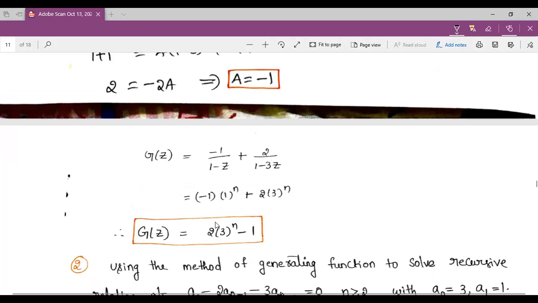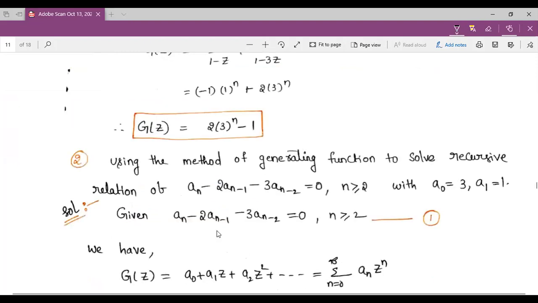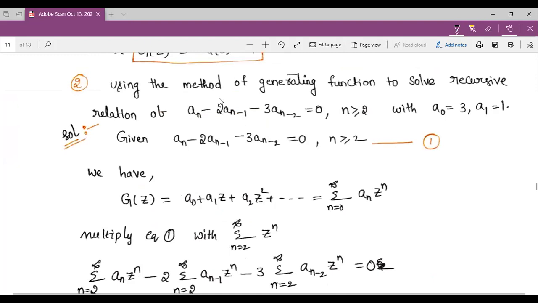Okay. Next problem. Using the method of generating function to solve the recurrence relation a n minus 2 a n minus 1 minus 3 a n minus 2 is equal to 0, n greater than or equal to 2, with a naught is equal to 3, a1 is equal to 2.